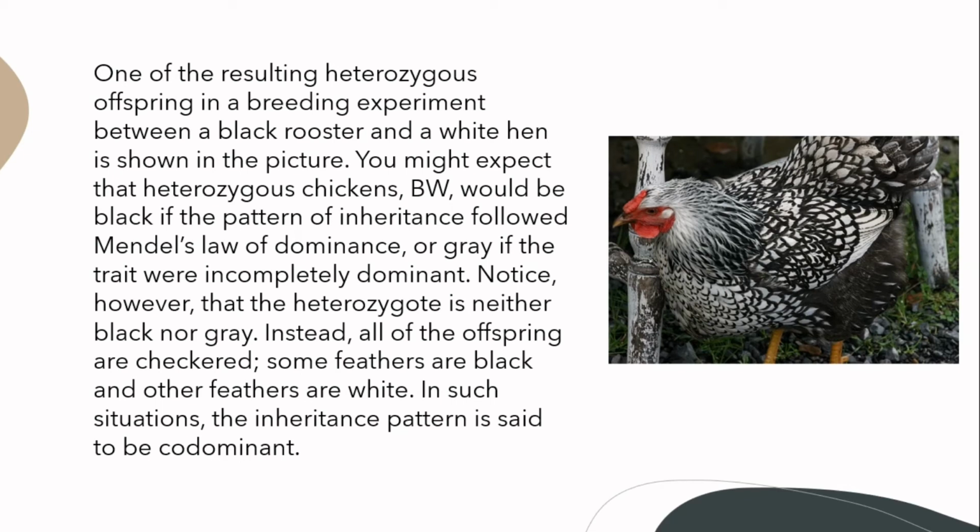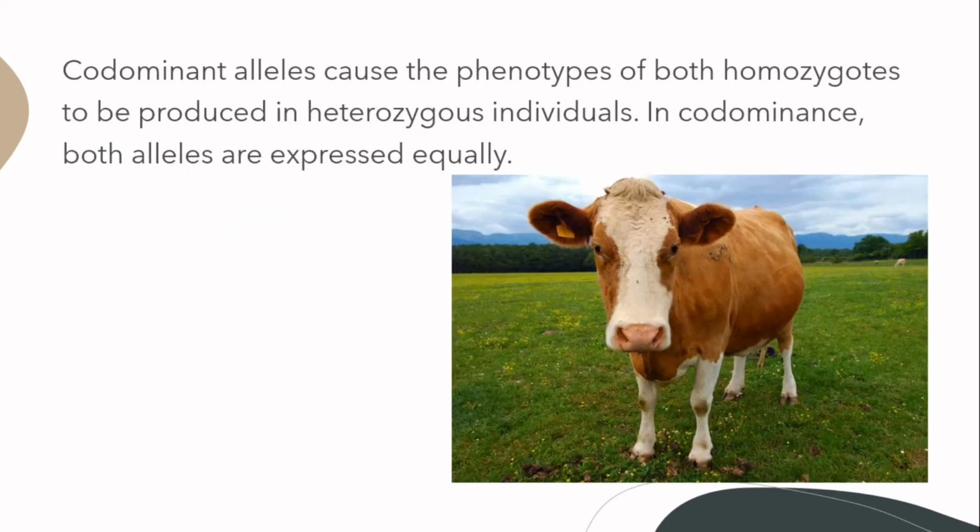Notice, however, that the heterozygous is neither black nor gray. Instead, all of the offspring are checkered. Some feathers are black and other feathers are white. In such situations, the inheritance pattern is said to be codominant. Codominant alleles cause the phenotype of both homozygotes to be produced in heterozygous individuals. In codominance, both alleles are expressed equally.